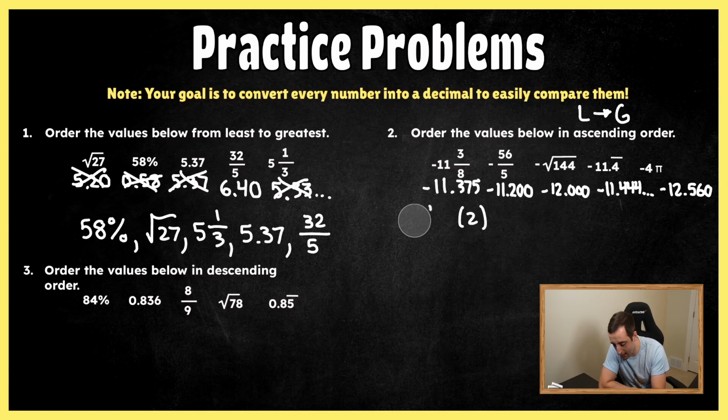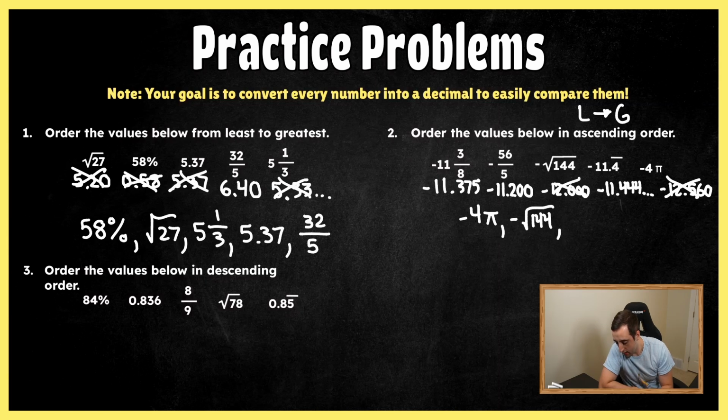And now we can go ahead and actually order these in ascending order, or least to greatest. So for least, we have to be very careful here because we want the one that is the most negative. And negative numbers always screw people up with this. So the one that's the furthest away from 0 is going to be negative 4 pi, because that's the most negative number that we have. So negative 4 pi. That one's done. The next smallest is going to be negative square root of 144, because that's negative 12. So that one's done. The next one that's the furthest away looks like it's the repeating decimal of negative 11.4 repeating. That one's done.